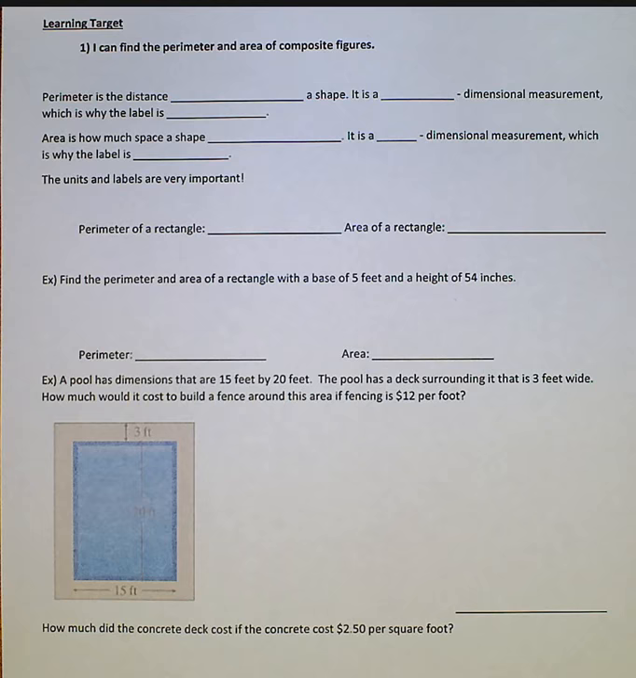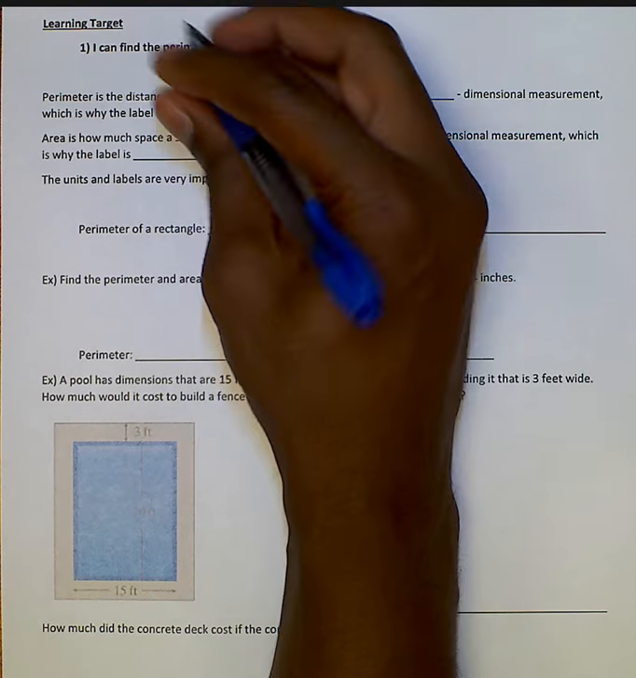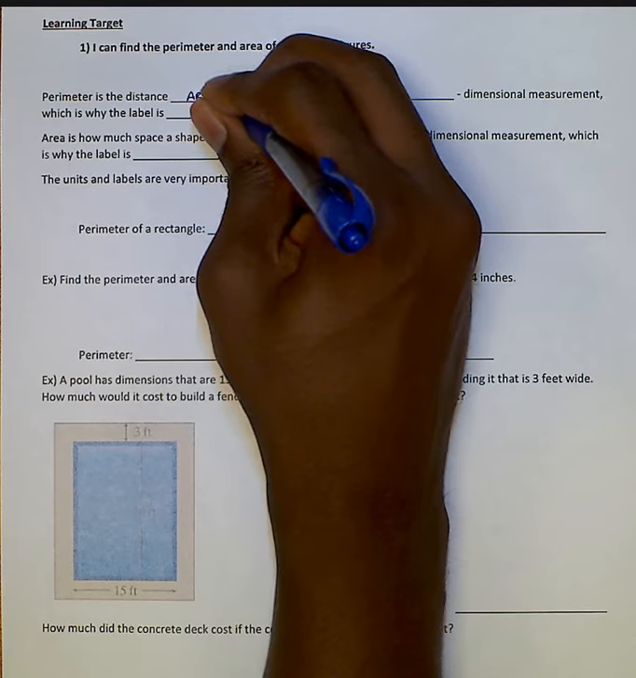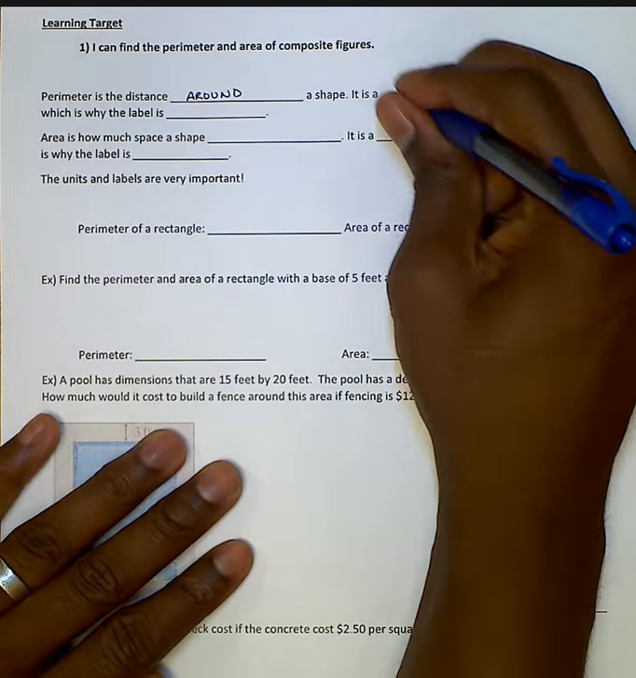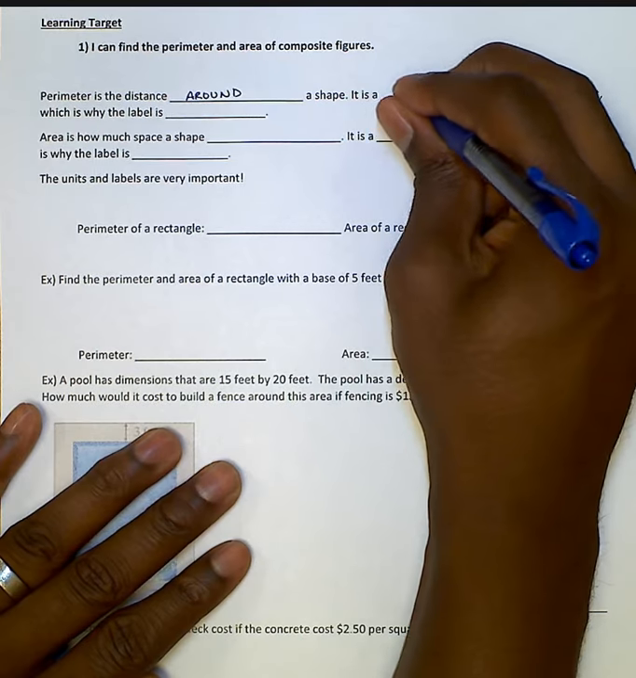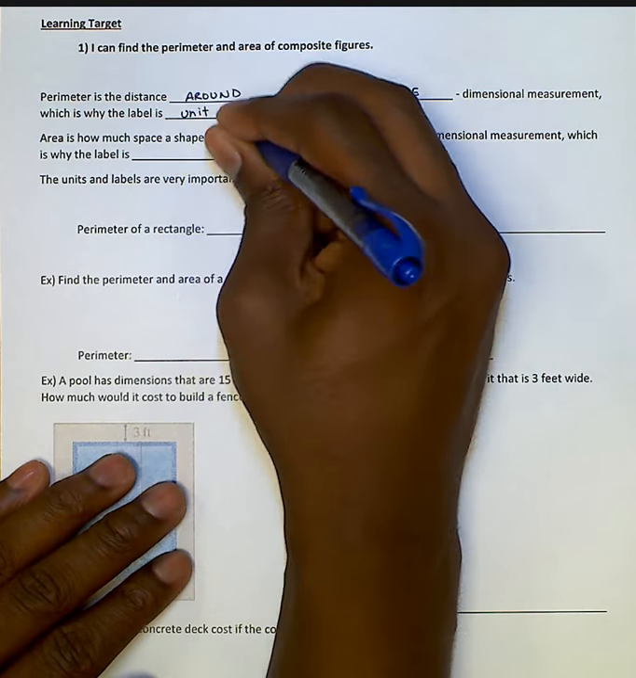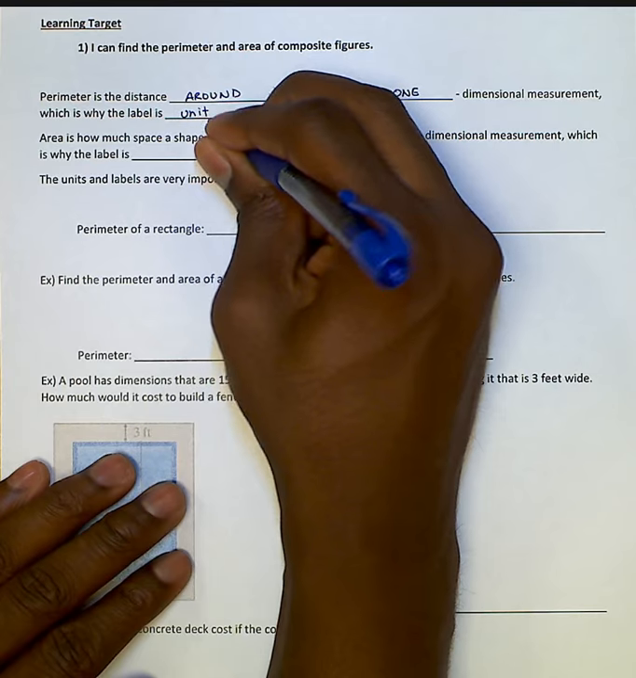Perimeter is the distance around a shape, or outside of a shape. It is a one-dimensional measurement. That's why the label is unit, whatever it is, okay? Feet, inches, centimeters, okay?